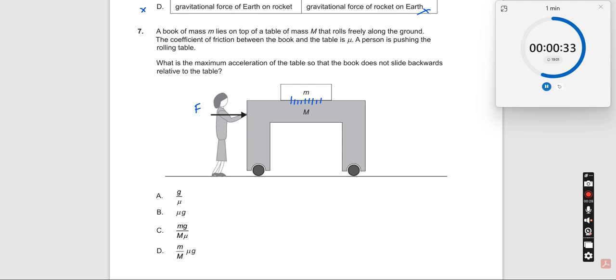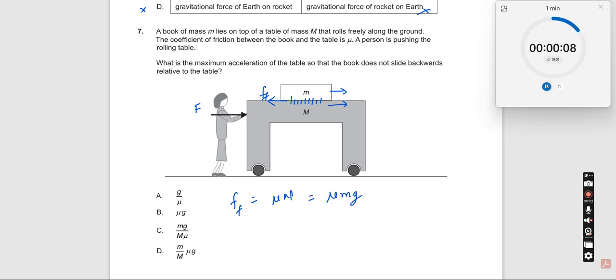Now what is the direction of the friction? When the applied force is trying to make it move like this, a frictional force will be acting like this. Now what is this frictional force? In order that there is no motion between them, the frictional force should be equal to mu times N, because it's in the static region. Now what is N? N is nothing but mg here, right?